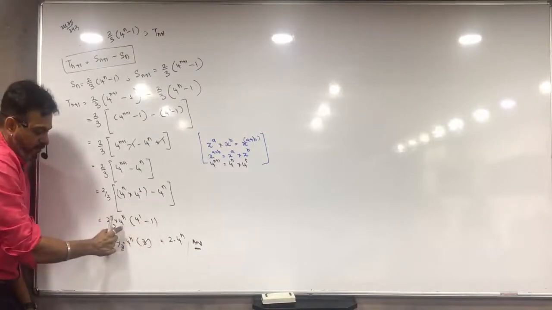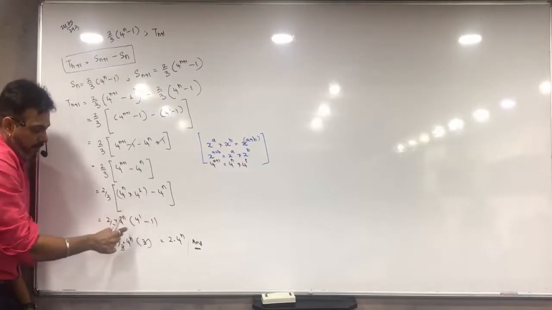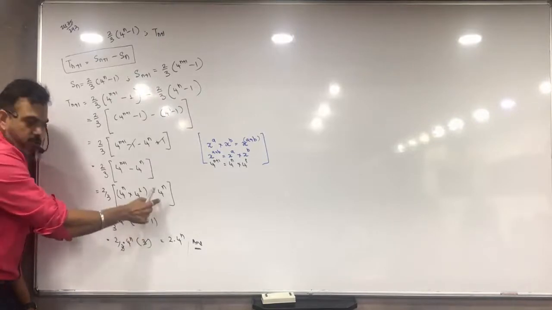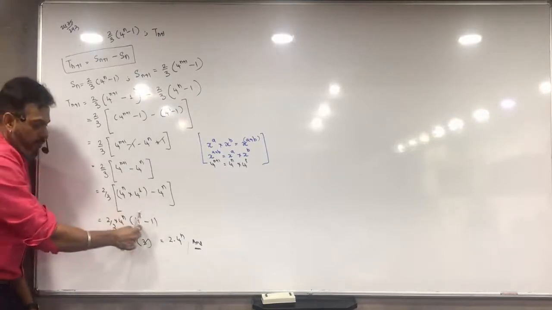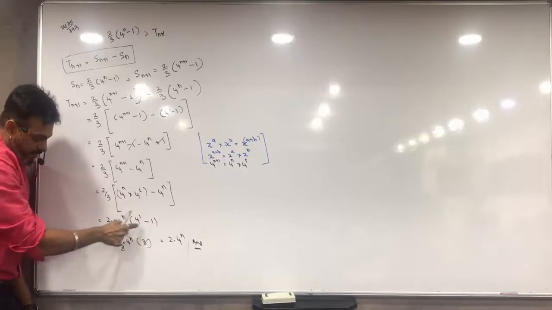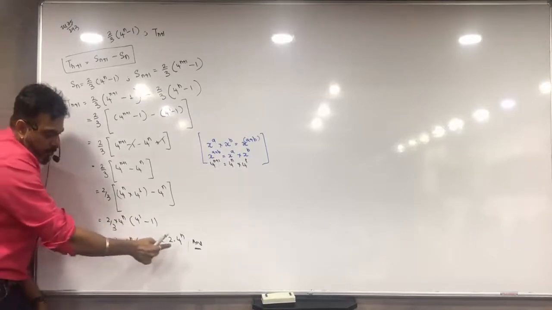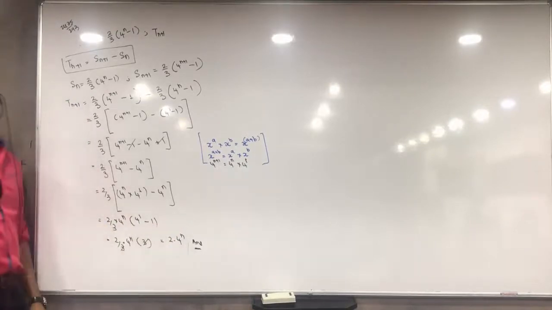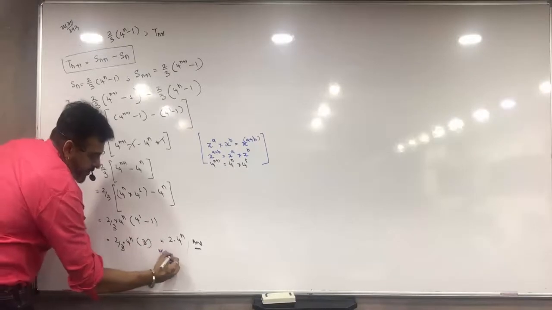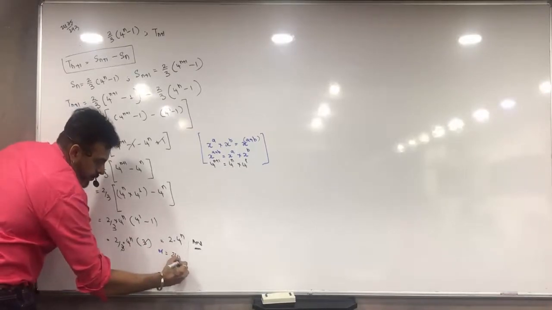If you expand this, 4 raised to n into 4 raised to 1 minus what? 4 raised to n. So this 4 minus 1 will become 3. The 3 cancels, and what remains is 2 into 4 raised to n. Or you can also write 2 into 4 raised to n.